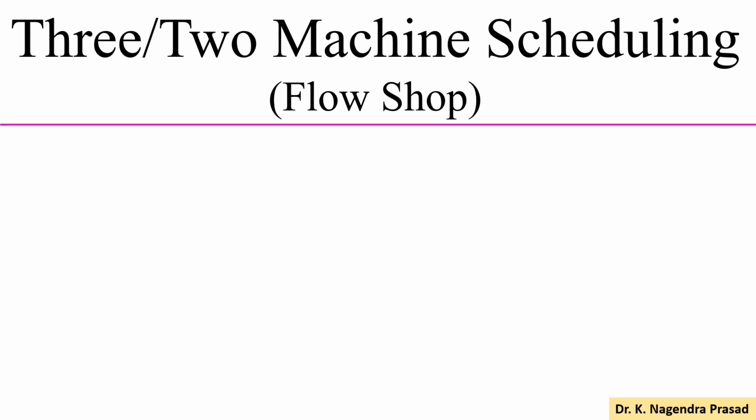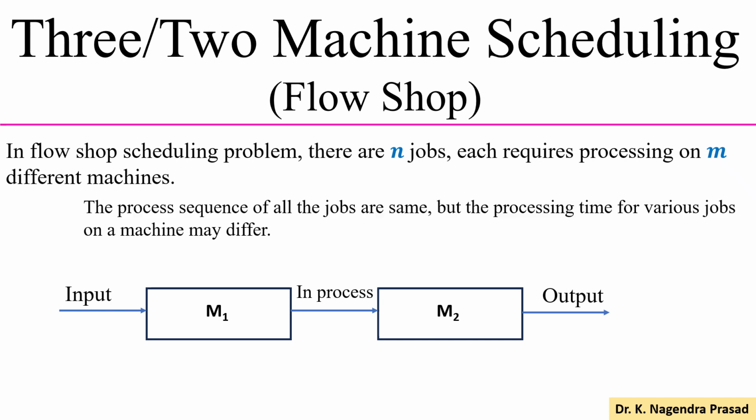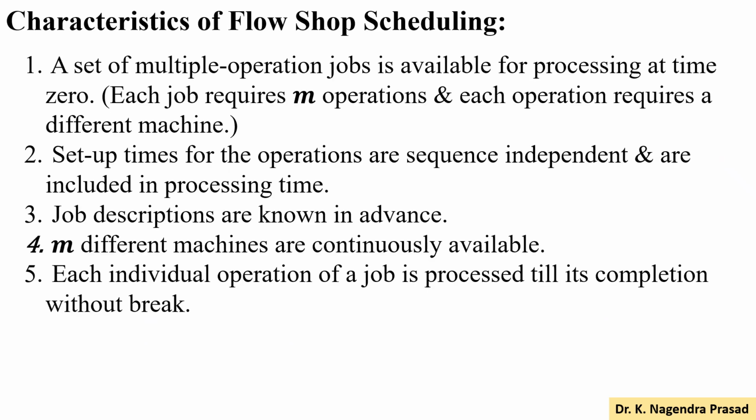In the present video, we will discuss the flow shop scheduling problem. In the flow shop scheduling problem, there are n number of jobs. Each requires processing on m number of different machines. The process sequence of all the jobs is the same, but the processing time for various jobs on a machine may be different. Let's see the characteristics of flow shop scheduling.